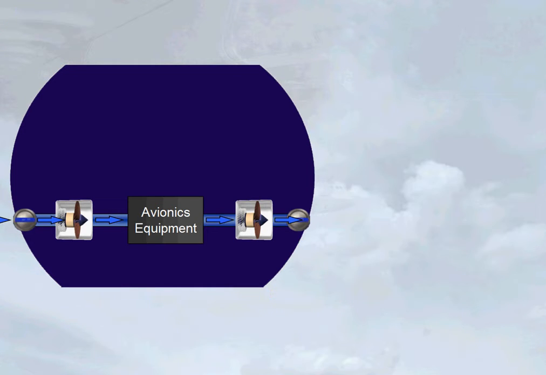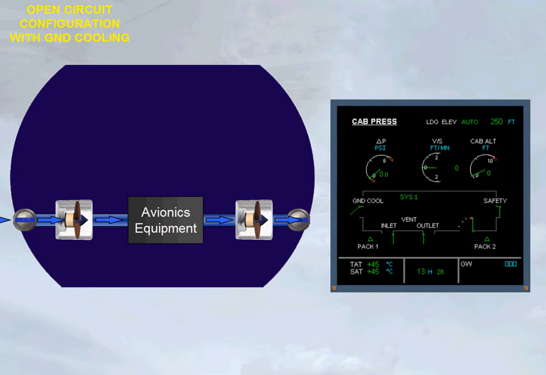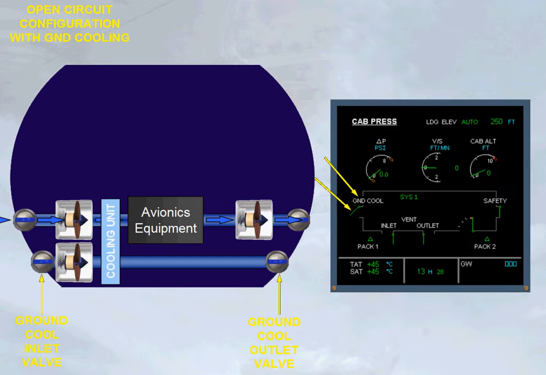In case of extreme hot air temperature, an optional avionics ground cooling unit can be installed. It ensures the cooling of the avionics ventilation air when the aircraft is on ground, the engines are stopped, and the ground cool push button switch is in auto position. The outside air is drawn by the ground cool fan through the inlet valve and the cooling unit. Then it is discharged overboard via the outlet valve. On the ECAM page, the ground cool indication gives the state of the avionics ground cooling system. Normally it remains white.